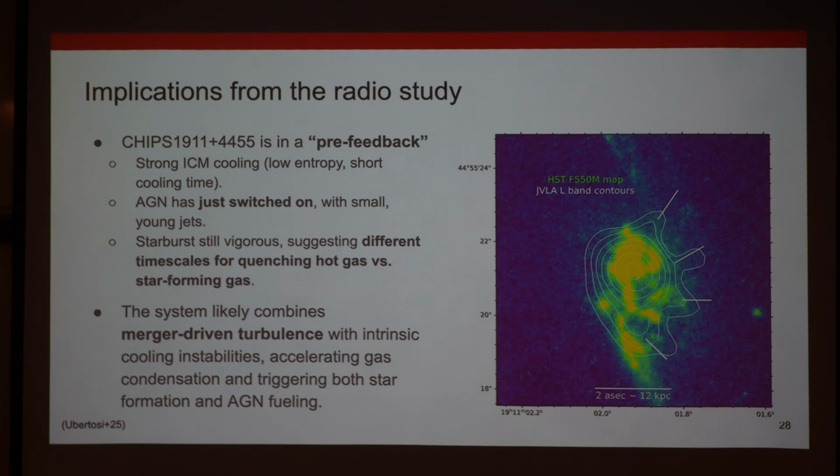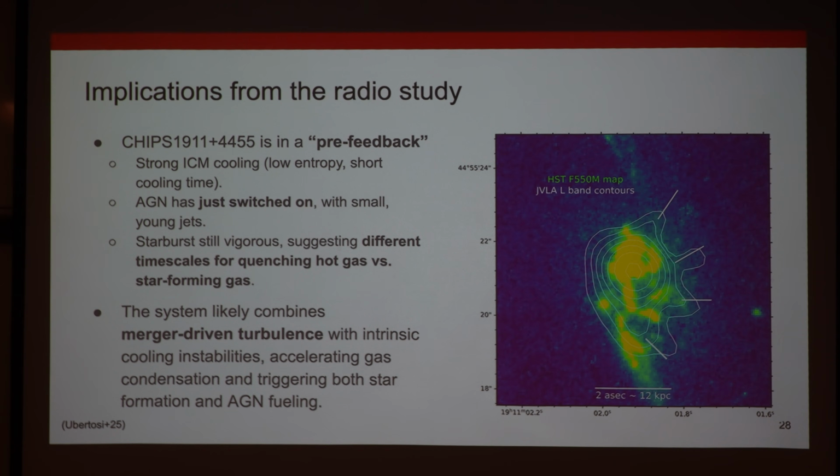So what did we learn from the radio? The radio is very important because now we think we know that this CHIPS1911 is in what's called a feedback phase. That means there is a strong ICM cooling, and that ICM cooling actually switches on the jet, or turns on the AGN. And the jet is just turning on, with a tiny jet, like a young jet.